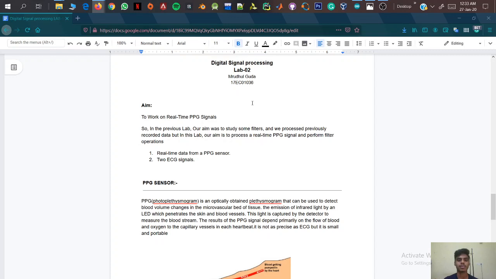The aim for this lab is to work on real-time PPG signals. In the previous lab, our aim was to study some filters and we processed previously recorded data, but in this lab, our aim is to process a real-time PPG signal and perform filter operations. First of all, we will see what a PPG sensor is.